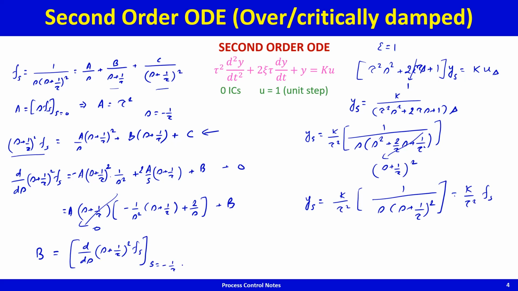That's what B is, and if you do that, (s plus 1 by tau) whole squared times F(s) is actually 1 by s, and the derivative of that is minus 1 by s squared calculated at s is equal to minus 1 by tau, which implies that B is equal to minus tau squared. So this is what we have gotten: A is equal to tau squared, B is equal to minus tau. Isn't that what we got?